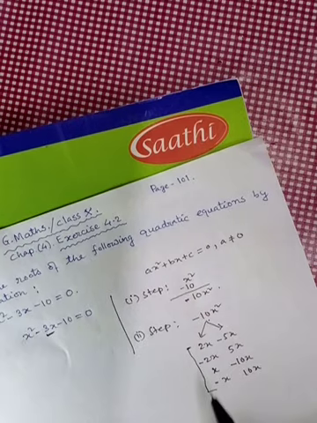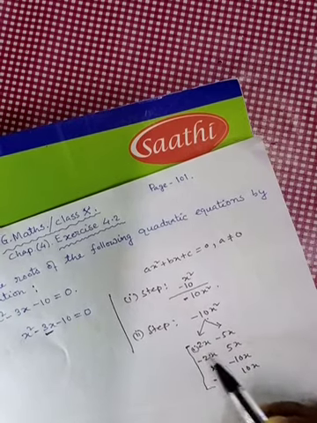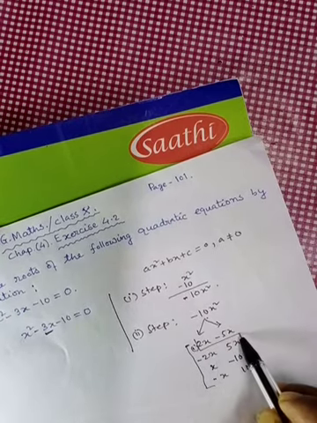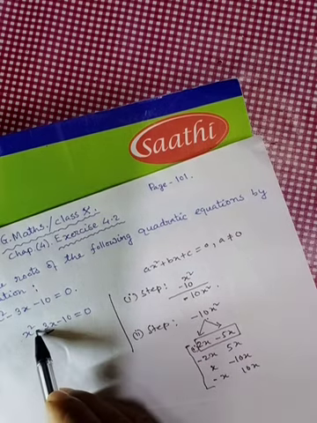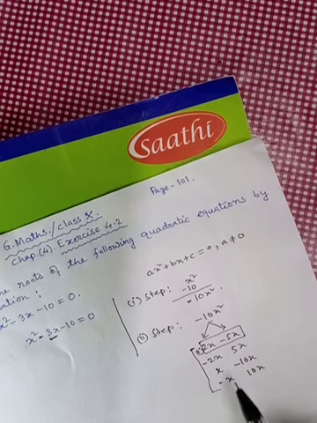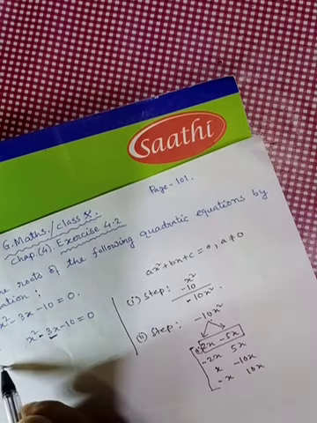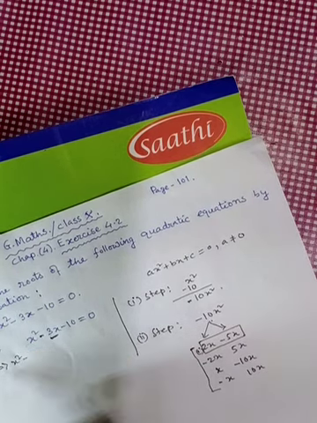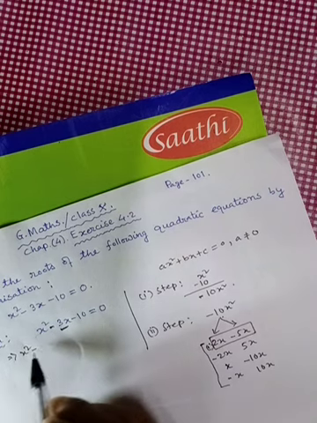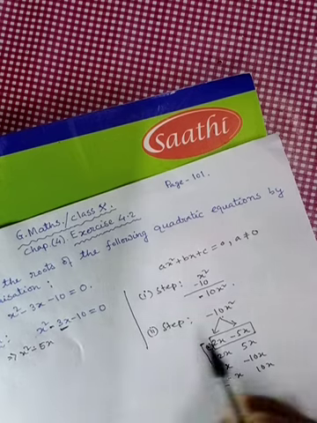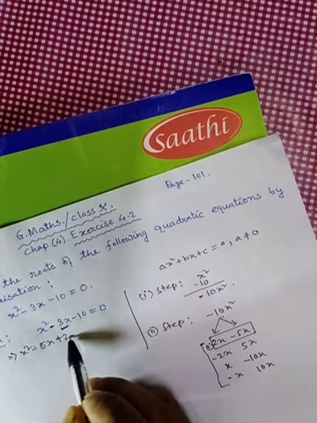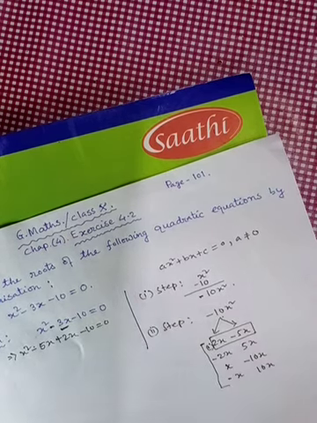So here if we take plus twice x and minus 5x, then we'll surely get minus 3x. So we can put here x square minus 5x plus twice x minus 10 equal to 0.